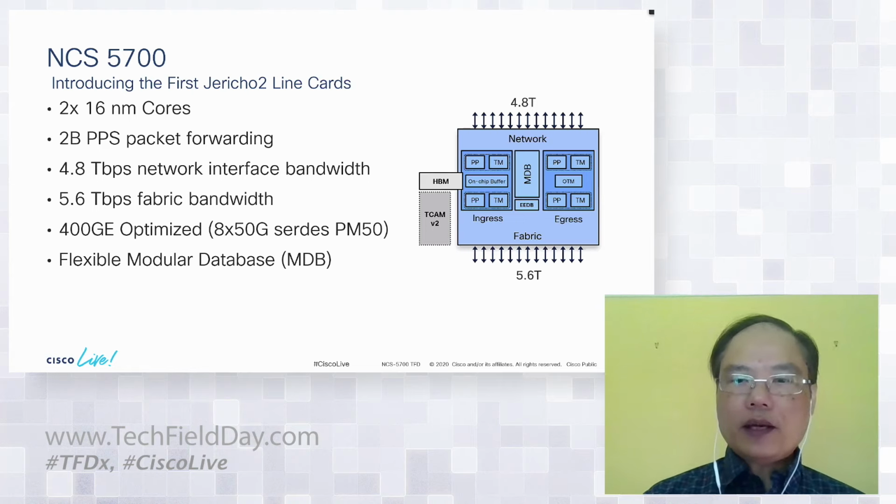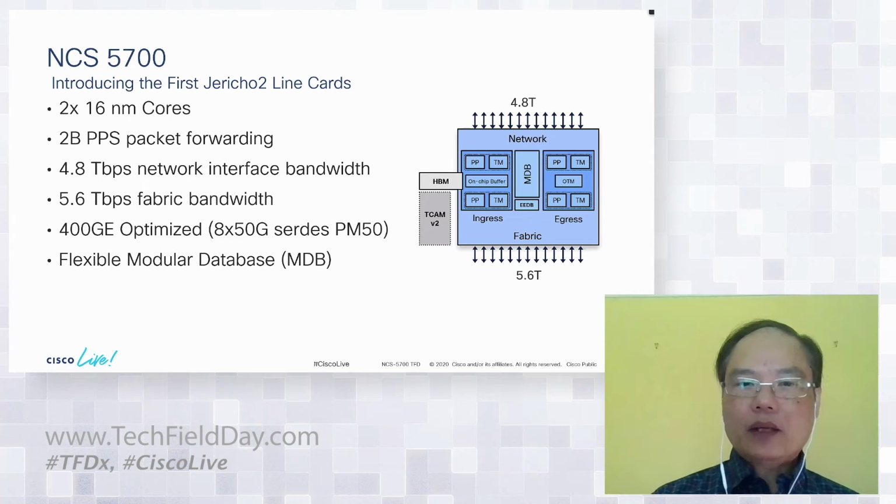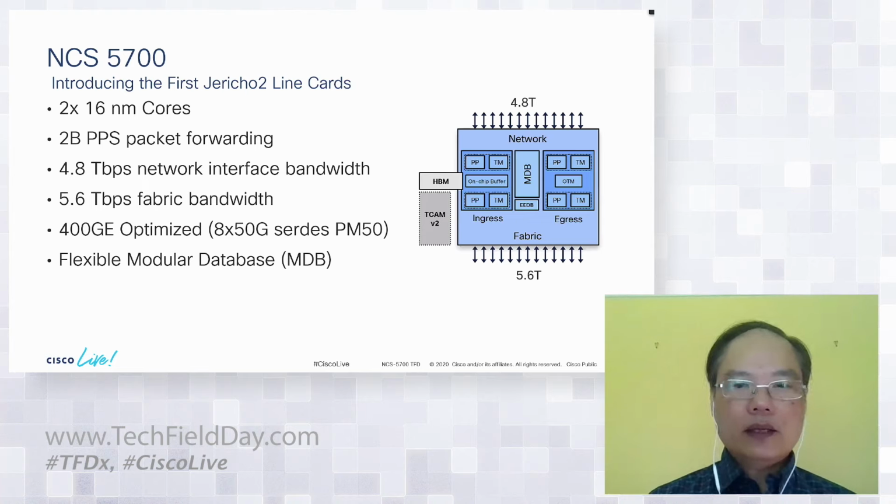Instead of fixed size databases such as LPM and LEM, as we have seen on Jericho Plus, the Jericho II introduces the concept of a single pool of resources called Modular Database, or MDB. It is capable of flexible allocation. We will have more details in the next section on Modular Database.